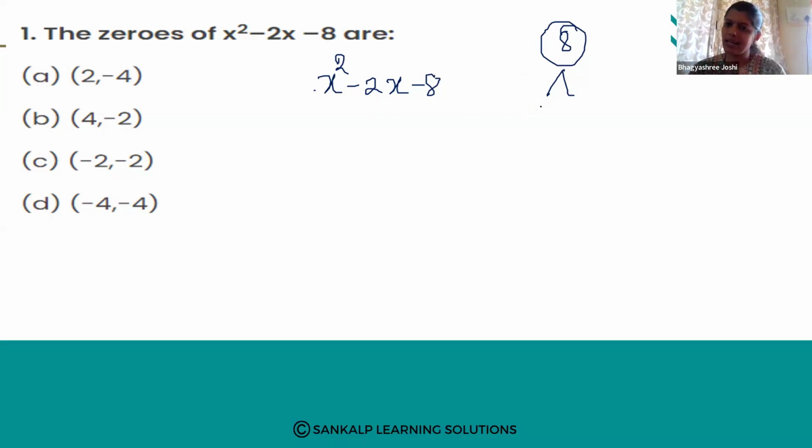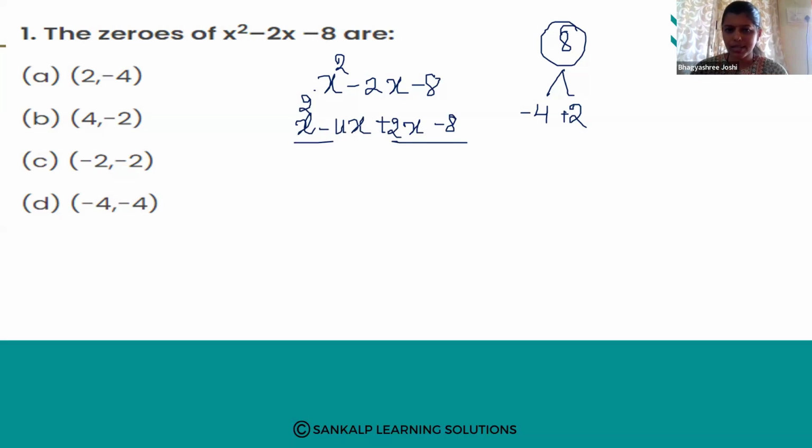Which numbers will come there? 4 into 2 is 8, right? If I do minus 4 plus 2, what will I get? Minus 4 plus 2 is minus 2. Here the middle term is minus 2, that only I want, right? So x square minus 4x plus 2x minus 8. Now make two groups and take common out.